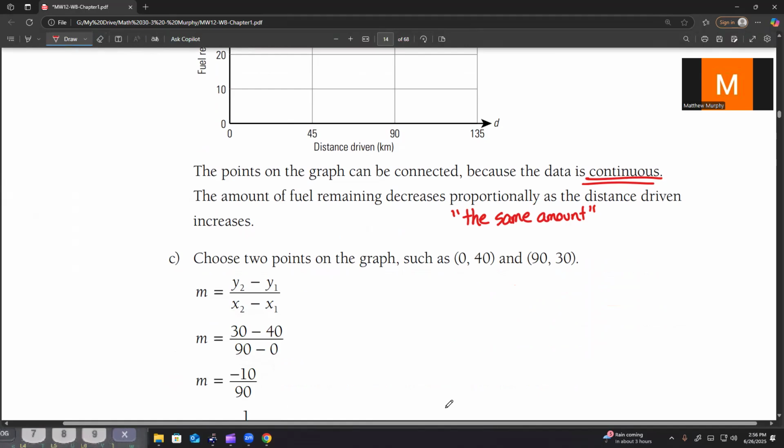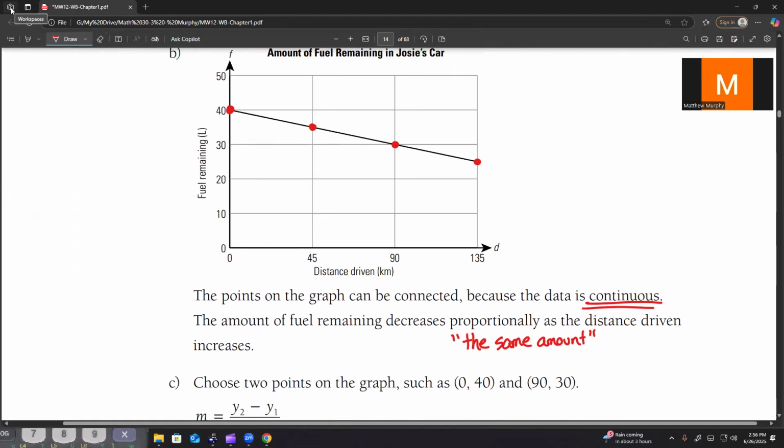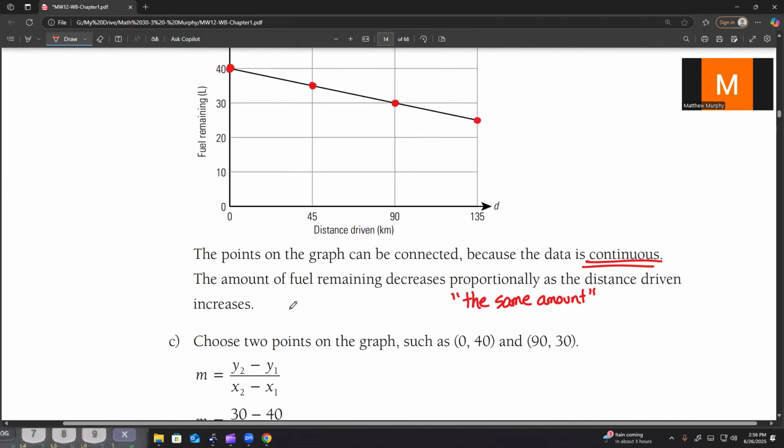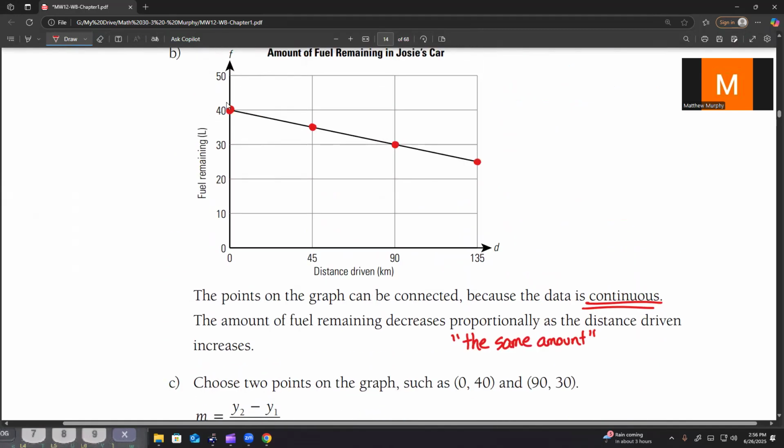Okay, C was to calculate the slope. So you can really take any set of points you want. And they chose 30 and 90 and 40 and 0. So they went here and here. So your run of 90, rise of 10.